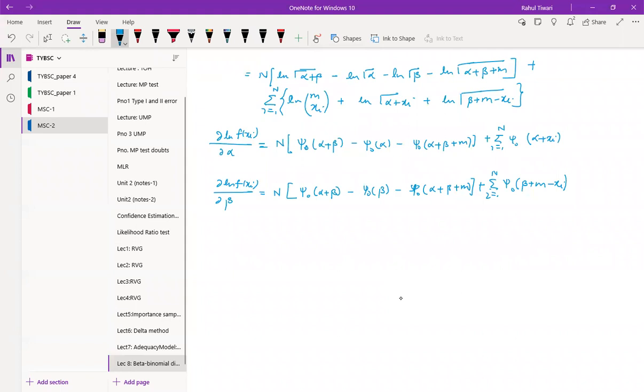What we need to do here, just compute the second derivative. Just try to get the second derivative of the function. So again, if we differentiate this with respect to alpha, we get n times phi 1 of alpha plus beta minus phi 1 of alpha minus phi 1 of alpha plus beta, plus summation running from 1 to n.